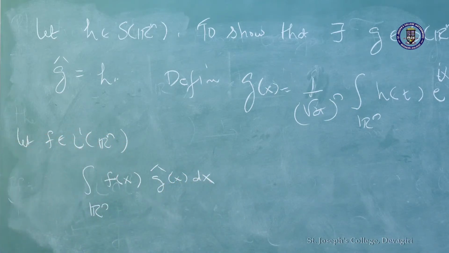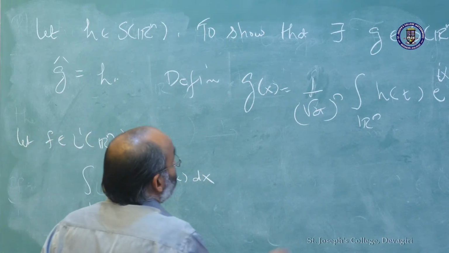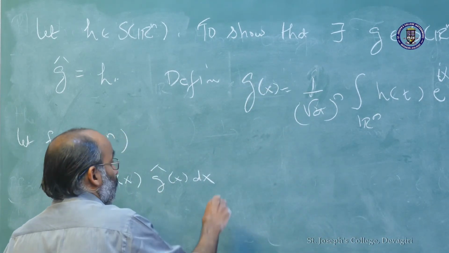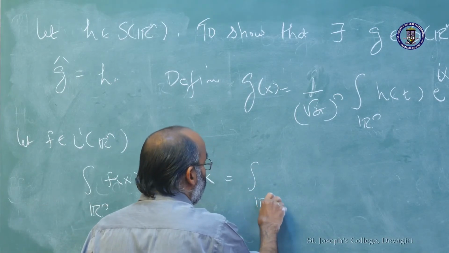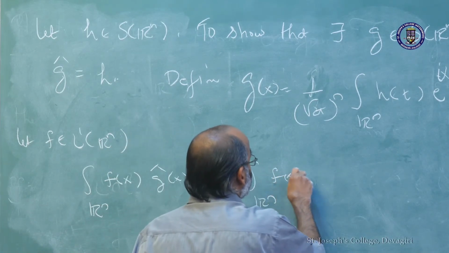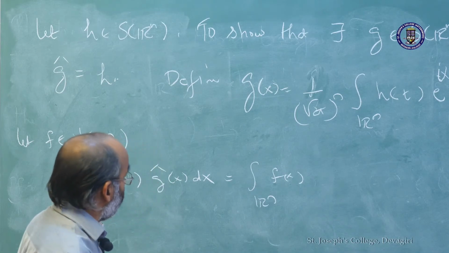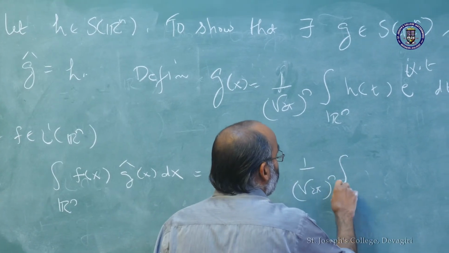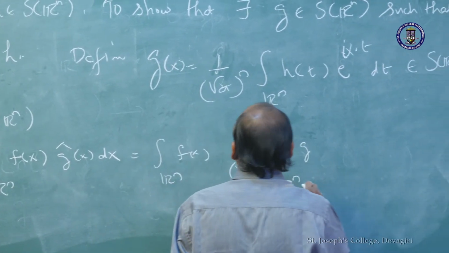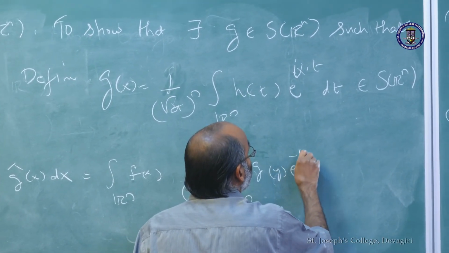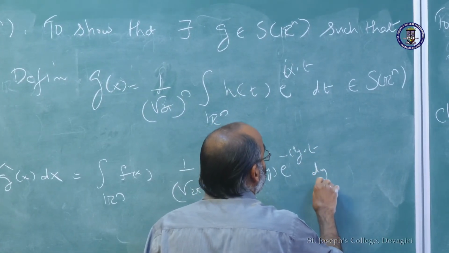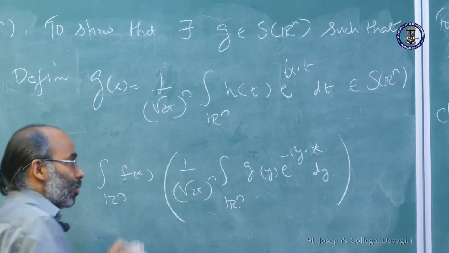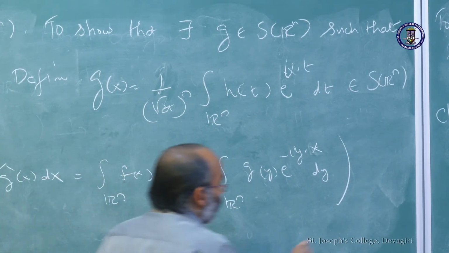Okay. Well, what is this? Remember, everything is in L1, some of them are in Schwarz class, all functions are nice. Okay. So, this is nothing but integral over Rn f x. What is g hat x? Well, this is 1 by root 2 pi to the n integral over Rn g y e to the minus i y dot x dy, right. That is the definition of the Fourier transform. So, I am not doing anything highly non-trivial here and I have dx.